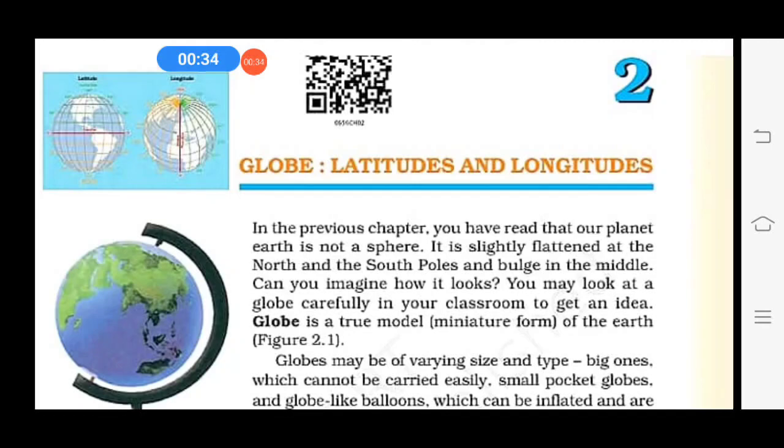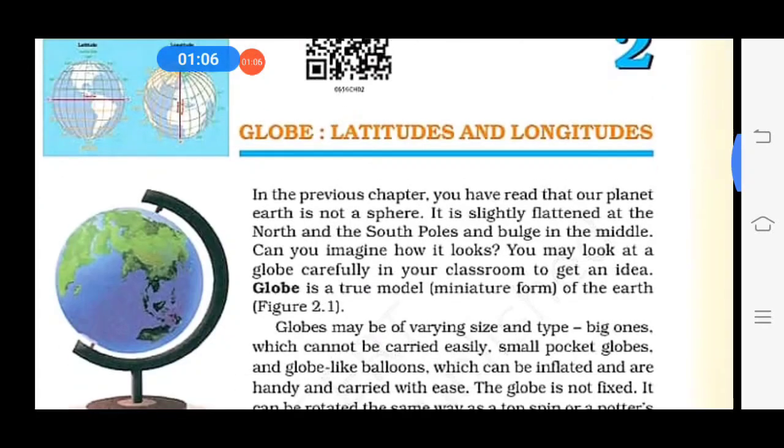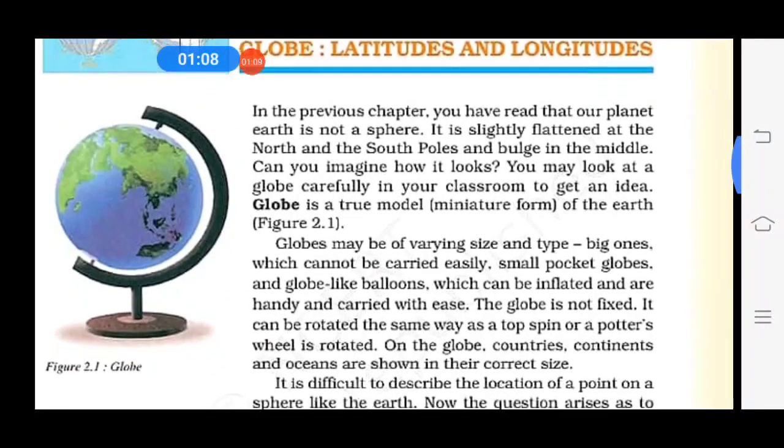From a globe you can get an idea about the shape of the earth. Okay. Globe is a true model, miniature form of the earth. Miniature form means a small version. You will notice that a needle is fixed through the center of the globe, from North Pole to South Pole in a tilted manner. It is called its axis. But the real earth has no such needle.